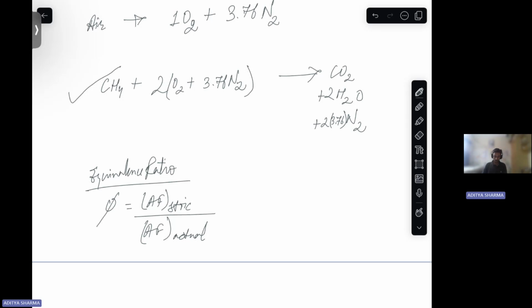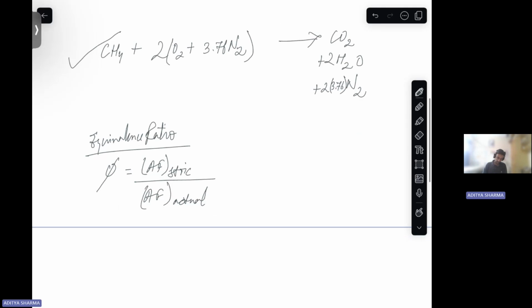So that is your stoichiometric conditions, or stoichiometric air to fuel ratio. But in actual, it's not always the case that the air and fuel quantities are in the stoichiometric ratio. In that case, the air to fuel ratio can be different, and we write it here as AF of actual.